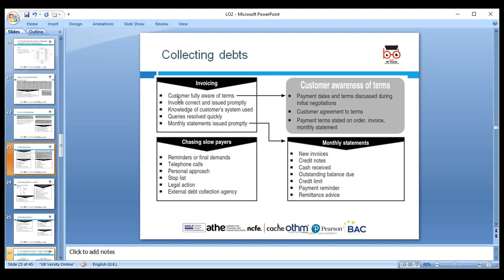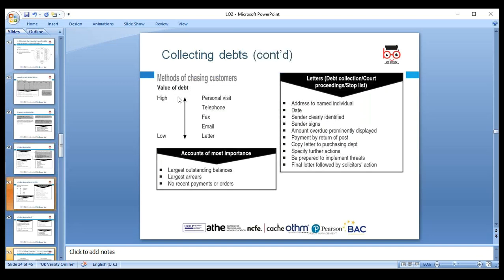Okay, collecting debt. We can look at the invoice, being fully aware of the terms, the invoice is correct and issued, knowledge of the customer's system used, queries resolved. We need to always chase the slow payers with phone calls, letters and so on. The customer must be aware of the terms, and we need monthly statements. That's what we need to be really focused on, because it impacts our credit scoring.